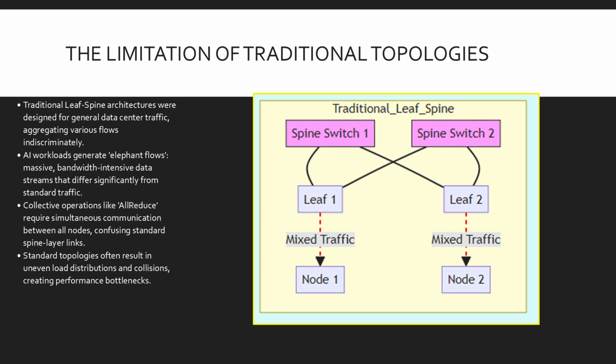This diagram illustrates a traditional leaf-spine architecture. Notice how traffic from node 1 and node 2 traverses through the leaf switches to the spine switches. In this mixed traffic scenario, highlighted by the red dashed lines, massive AI flows compete for the same uplinks. Because the traffic is aggregated without specific alignment to the GPU requirements, collisions occur at the spine level, S1 and S2, limiting the total effective bandwidth available for the workload.